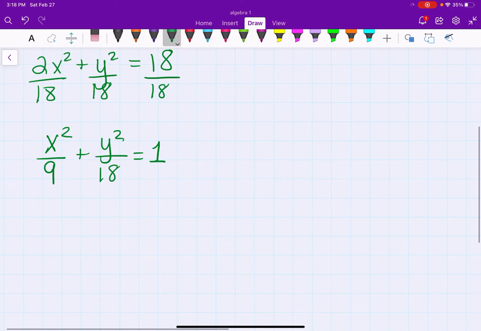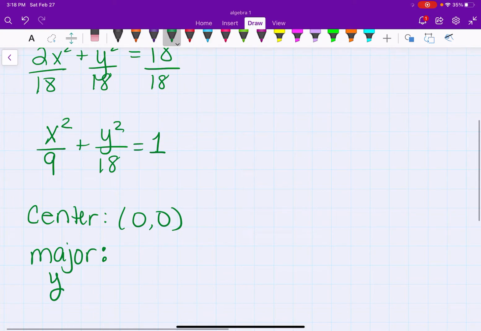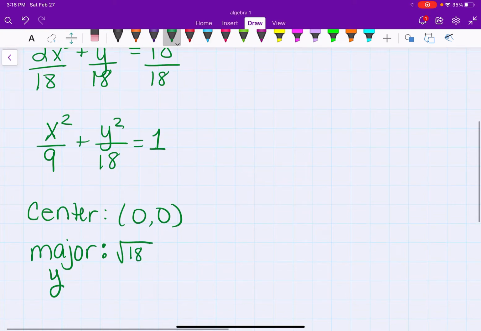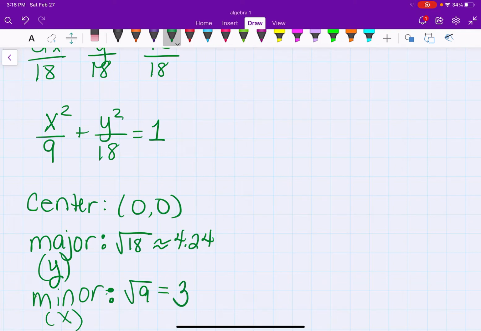So now we know what our center is. And remember, if there's nothing in parentheses with the x squared and the y squared, our center is 0, 0. Now we have to decide on our axes. The major axis, remember, is the bigger number, so that's 18, and that's under my y. So that's going to be the square root of 18. Now, of course, like I told you before, if I need to draw this, I need an approximate value. So I put this in my calculator, and my approximate value is 4.24. That leaves my minor axis is going to be x, and what's under the x is a 9. So the radius of that is going to be the square root of 9, which is 3. Okay, now we graph it.